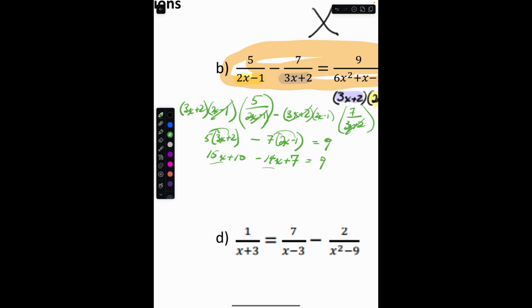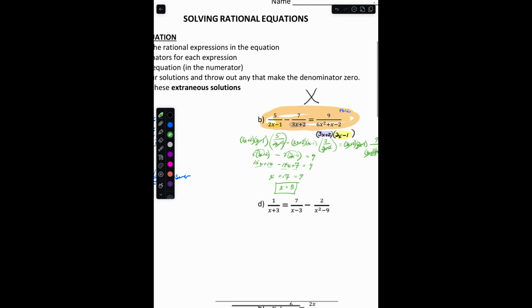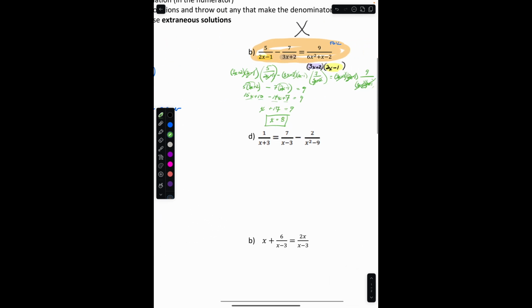15x minus 14x is 1x. 10 plus 7 is 17. Still have the 9, so that tells me that x equals 8. That is the solution that I should now plug back into the original equation. Again, I'm not going to do it because I don't have room and because I want to give you as many of these as I can.